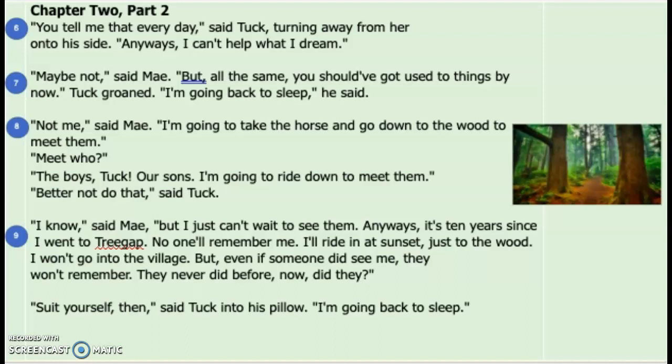"Better not do that," said Tuck. "I know," said May, "but I just can't wait to see them. Anyways, it's 10 years since I went to Tree Gap. No one will remember me. I'll ride in at sunset, just to the wood. I won't go into the village. But even if someone did see me, they won't remember. They never did before now, did they?" "Suit yourself then," said Tuck into his pillow. "I'm going back to sleep."